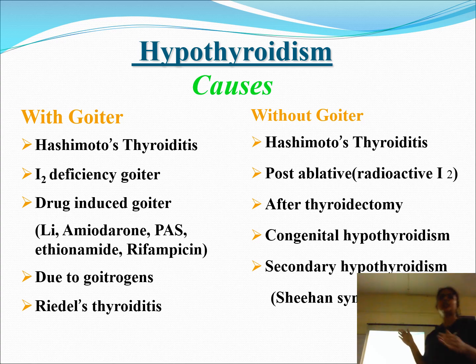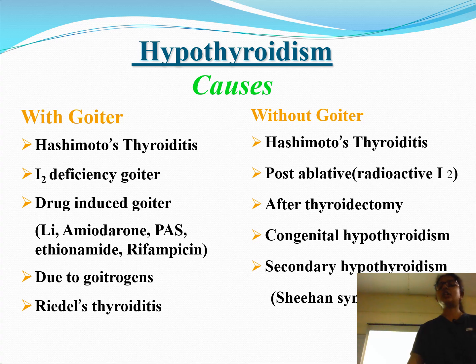In hypothyroidism, you have with goiter and without goiter. With goiter, you have causes like Hashimoto thyroiditis, iodine deficiency goiter, drug-induced goiter like lithium, amiodarone, PAS, ethionamide, rifampicin. These all can induce goiter. Lithium is mostly used in psychiatry for bipolar disorders, so you have to take care of the side effects due to goitrogens, and Riedel's thyroiditis.